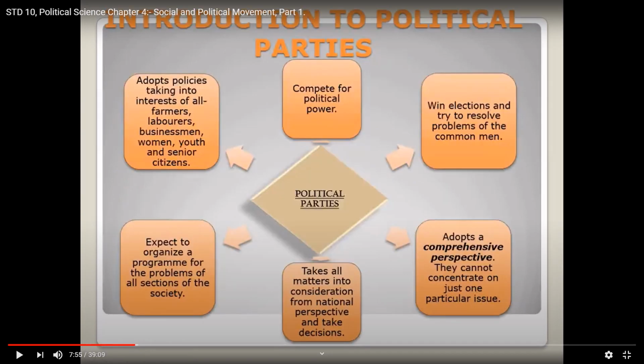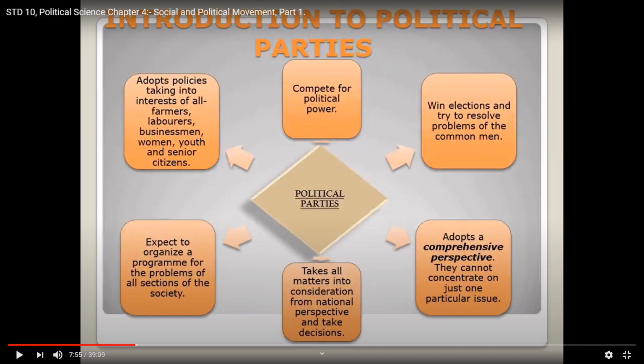Introduction to political parties. Political parties adopt policies taking into interest all farmers, laborers, businessmen, women, youth, and senior citizens. They compete for political power, win elections, and try to resolve problems of the common man. They adopt a comprehensive perspective. They cannot concentrate on just one particular issue. They take all matters into consideration from a national perspective and take decisions.